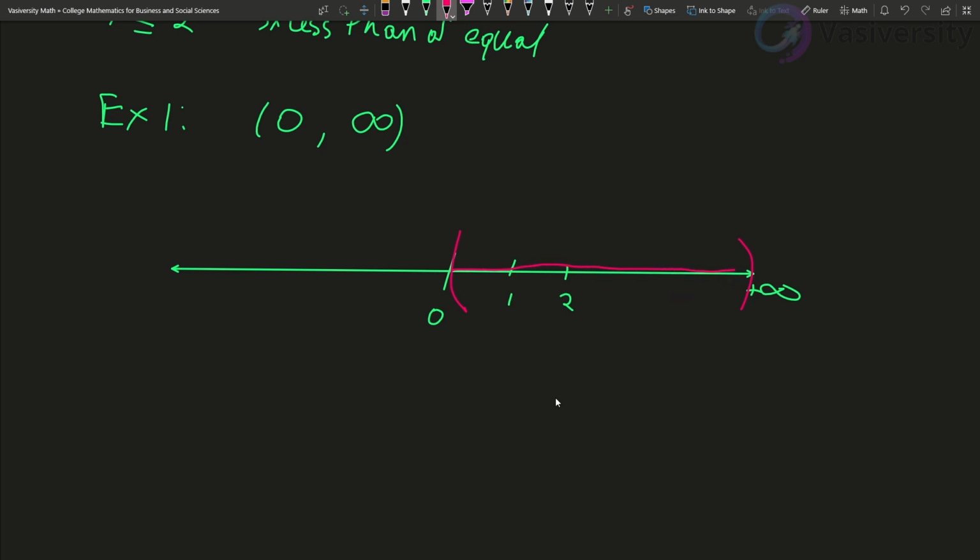So how can we write the x? X would be greater than 0 but less than positive infinity. And then similarly, we can do example 2. If we have negative infinity to, let's say, -1, that would be the x interval here.